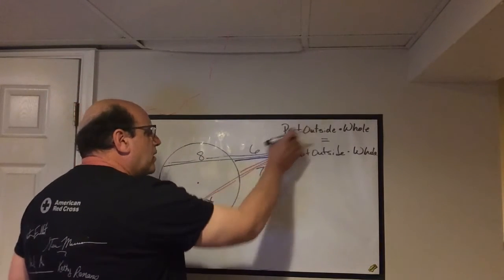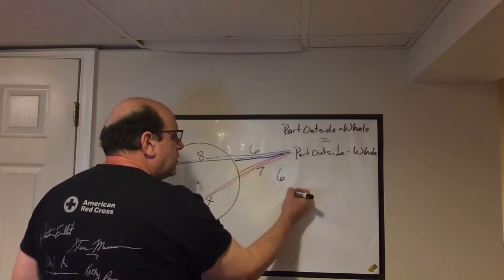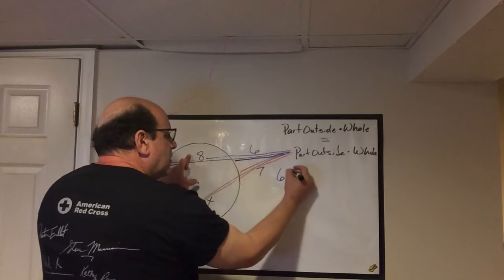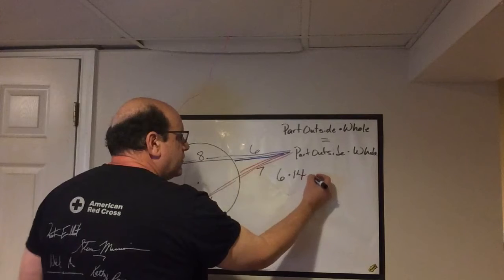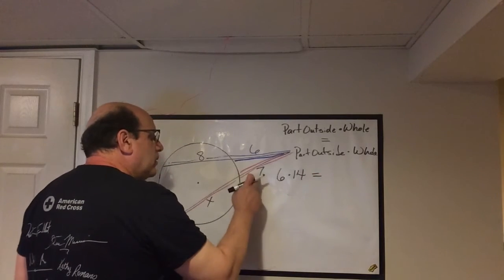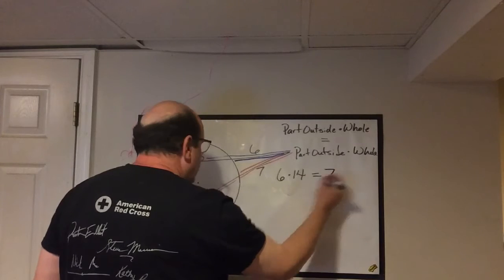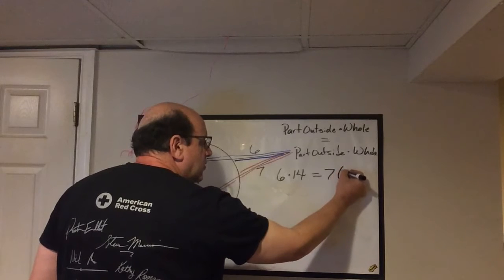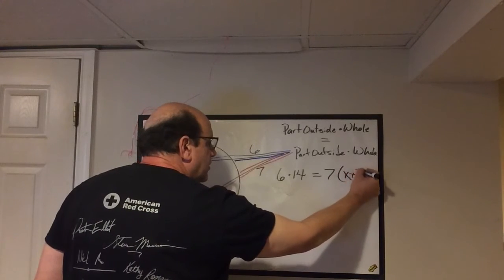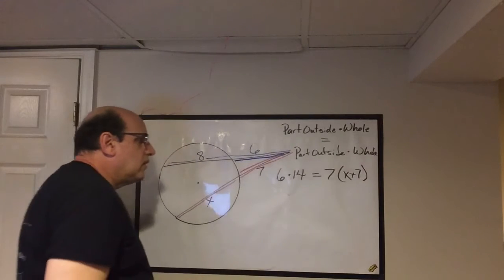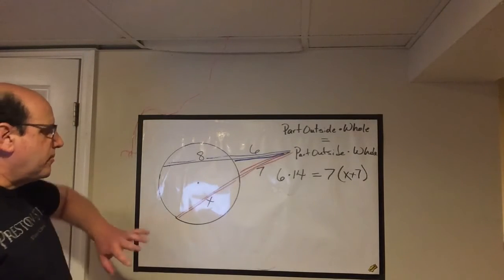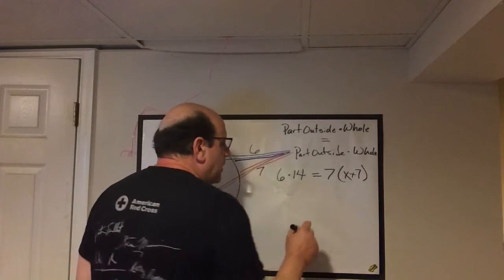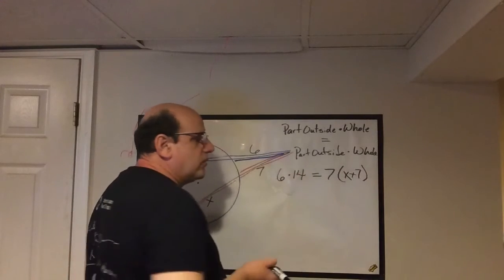But I want to talk about part outside. We have a 6 times the whole, which is 8 plus 6. That's 14. And that's going to be equal to the part outside, 7, times this plus this. So it's going to be x plus 7. Okay. And so we're going to be okay on this, by the way. Then we have to start doing some math.